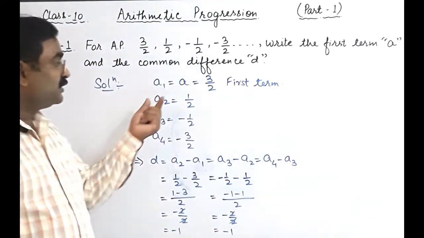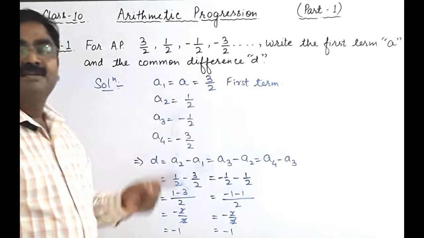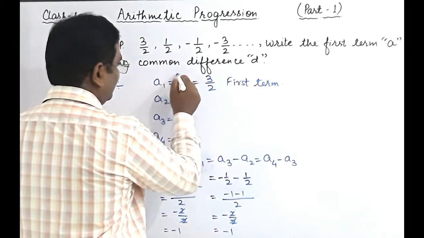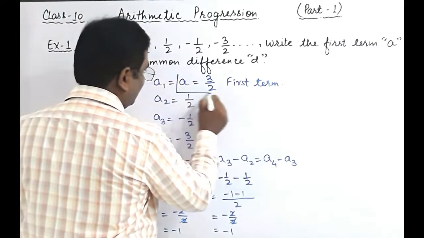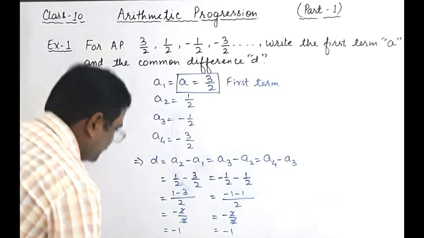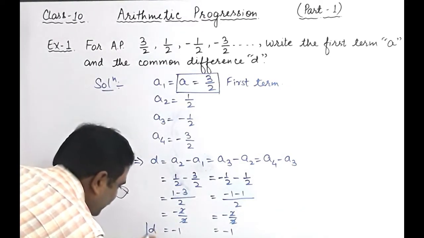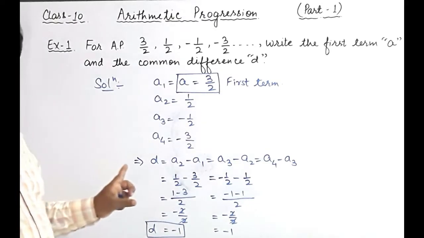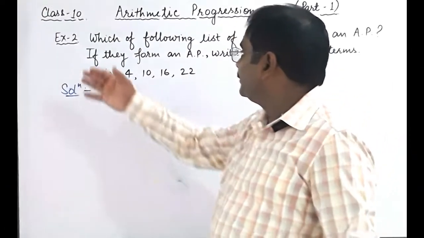So what did you get, children? Its first term is 3 upon 2, which is the value of small a, and the common difference is minus 1. Right, children? Okay, children, let us see example number 2.